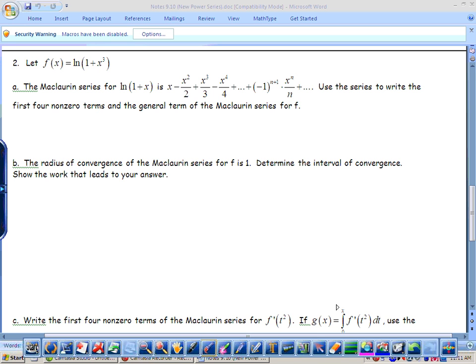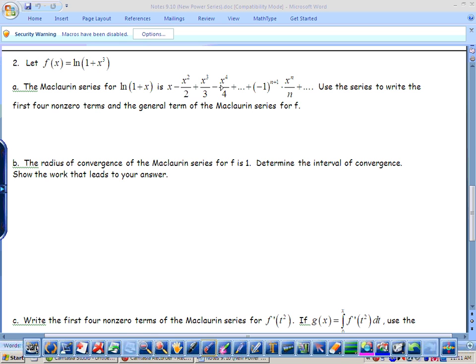Sometimes on these problems, they will give you a Maclaurin series. Sometimes they'll ask you to create a Maclaurin series, like I did on the front page of this. I asked you to create the Maclaurin series for cosine x, and then we did a bunch of stuff with it. But sometimes they'll just go ahead and give you a Maclaurin series. Use that series to write the first 4 non-zero terms and the general term for the Maclaurin series for f.